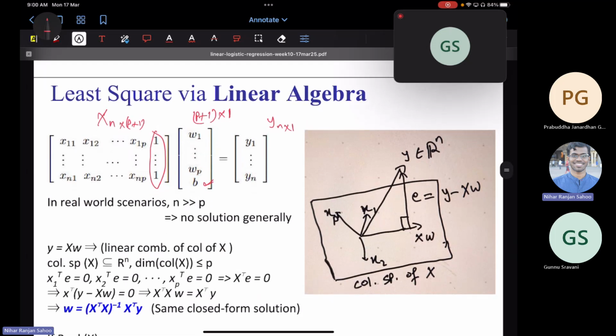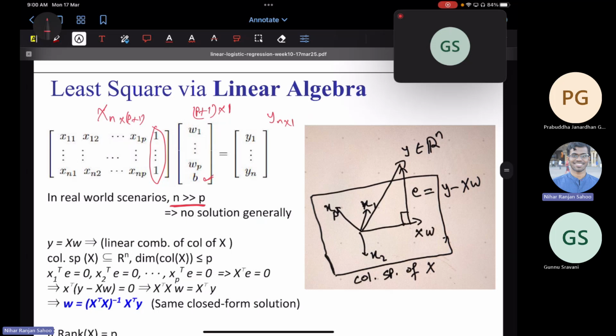What's the major problem? We know that most of the time n is a lot greater than p, right? In that case, we cannot find the solutions directly. What do we do there? So for brevity, I will just ignore this one. I will just say this is n cross p, right?